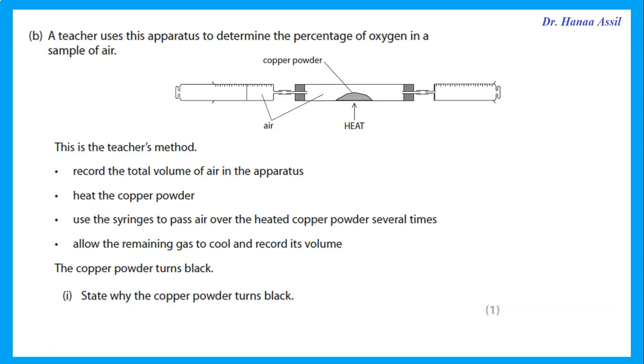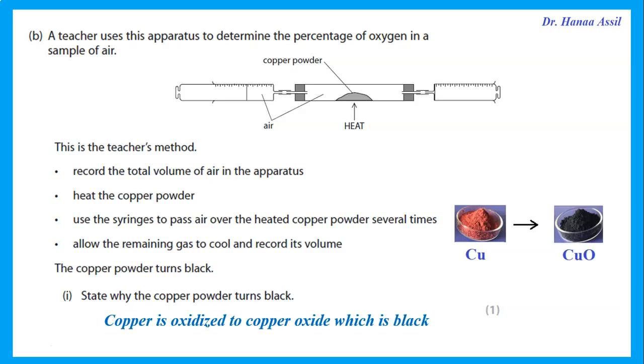And they notice that the copper powder turns black. Of course, if I were to heat this copper powder, you should know that the copper is reacting with oxygen in the air. So it is taking oxygen from the air. So why would the copper powder turn black? You should know that when copper reacts with oxygen, it forms copper oxide, and copper oxide is a black solid. So the copper turns black because it is oxidized to copper oxide, which is a black solid.